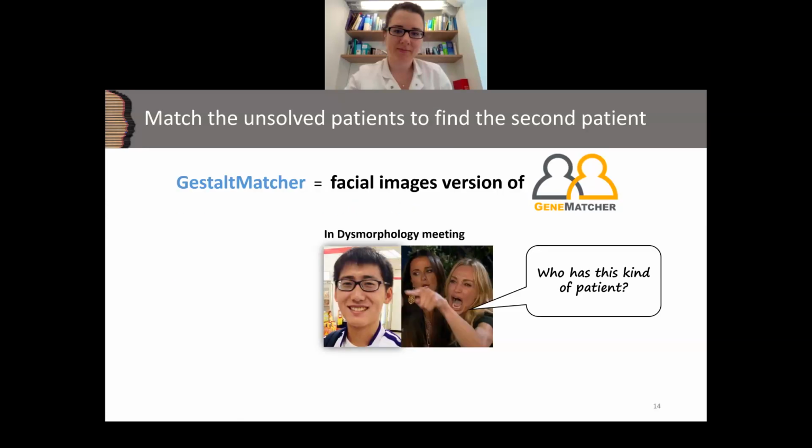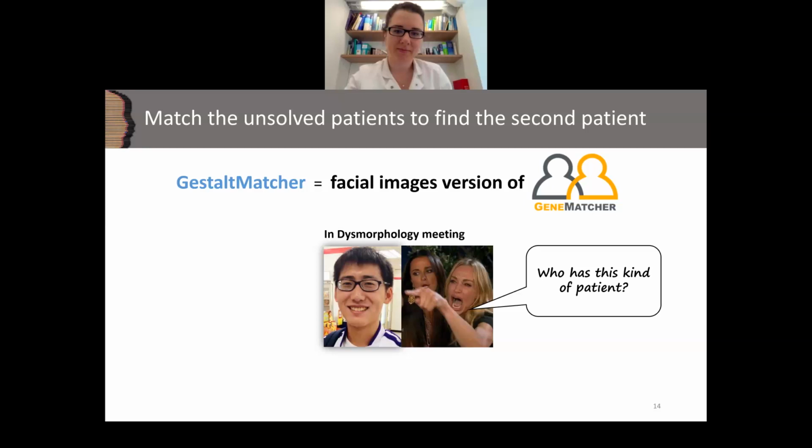Another thing I also briefly talked about at the very beginning is what we call Gestalt Matcher, which is a facial image version of the gene matcher. So maybe I will introduce the gene matcher slightly here. What the gene matcher does is that you can input some mutation or some clinical features, then you can try to find other patients maybe on another side of the world.